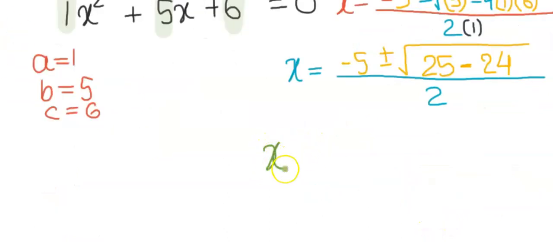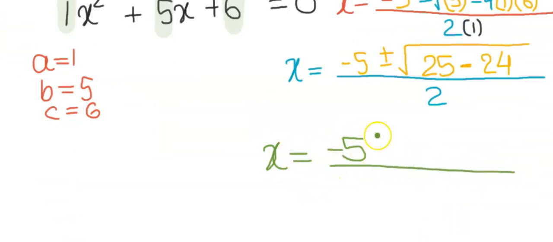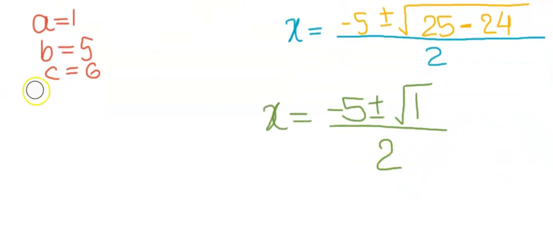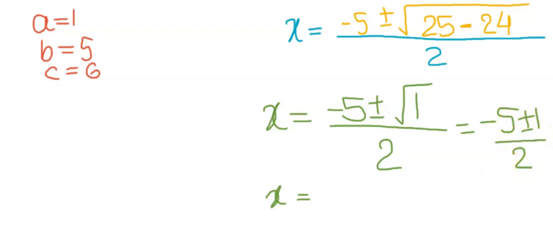Once we got this one, we simplify further. Minus 5 is as it is, plus minus here. 25 minus 24 is actually a 1. So that will become a 1. Now what is the square root of 1? Let me write here, minus 5 plus minus 1 over 2. So the square root of 1 is just 1.